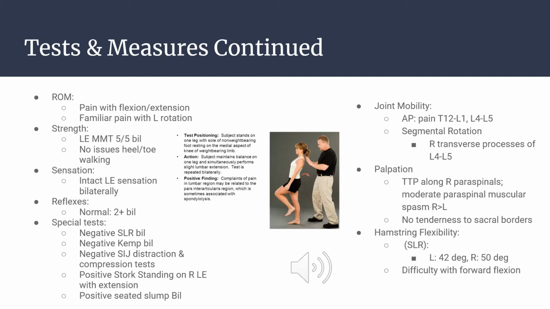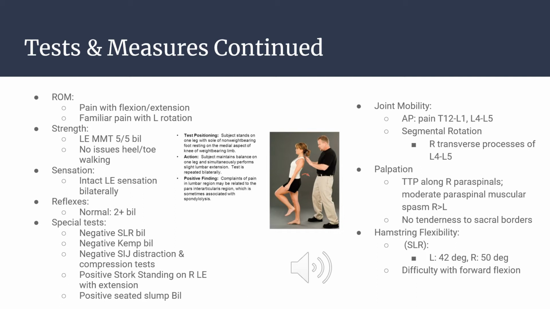Tests and measures continued. So range of motion was listed on the previous slide, but he did have pain with flexion and extension, and a familiar pain with left rotation. His strength was strong in his lower extremities bilaterally at 5 out of 5 with manual muscle testing, and he had no issues heel or toe walking. Sensation was intact bilaterally in his lower extremities, and reflexes were normal at 2+ bilaterally in the lower extremities.